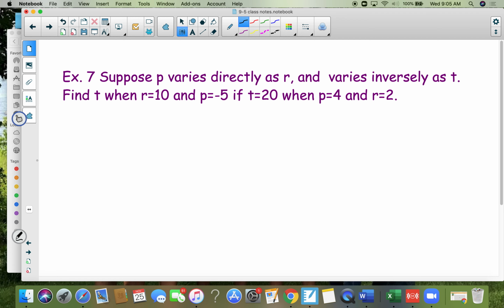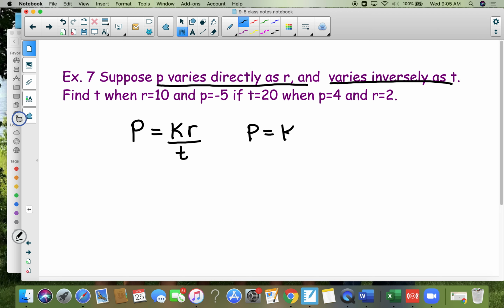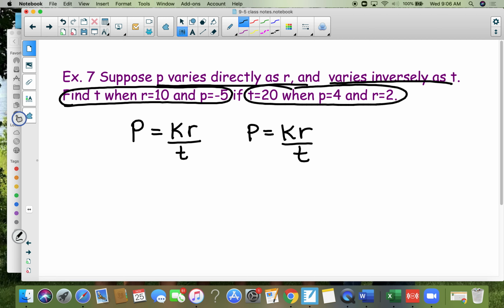Suppose, let's do one more. P varies directly as R and varies inversely as T. P varies directly as R and inversely as T. Let's do this one more. If you caught on and you don't want to watch it, you can just be done, but we're supposed to find this, so this is later, remember. We have to do this one first because in the first one, you always find K.